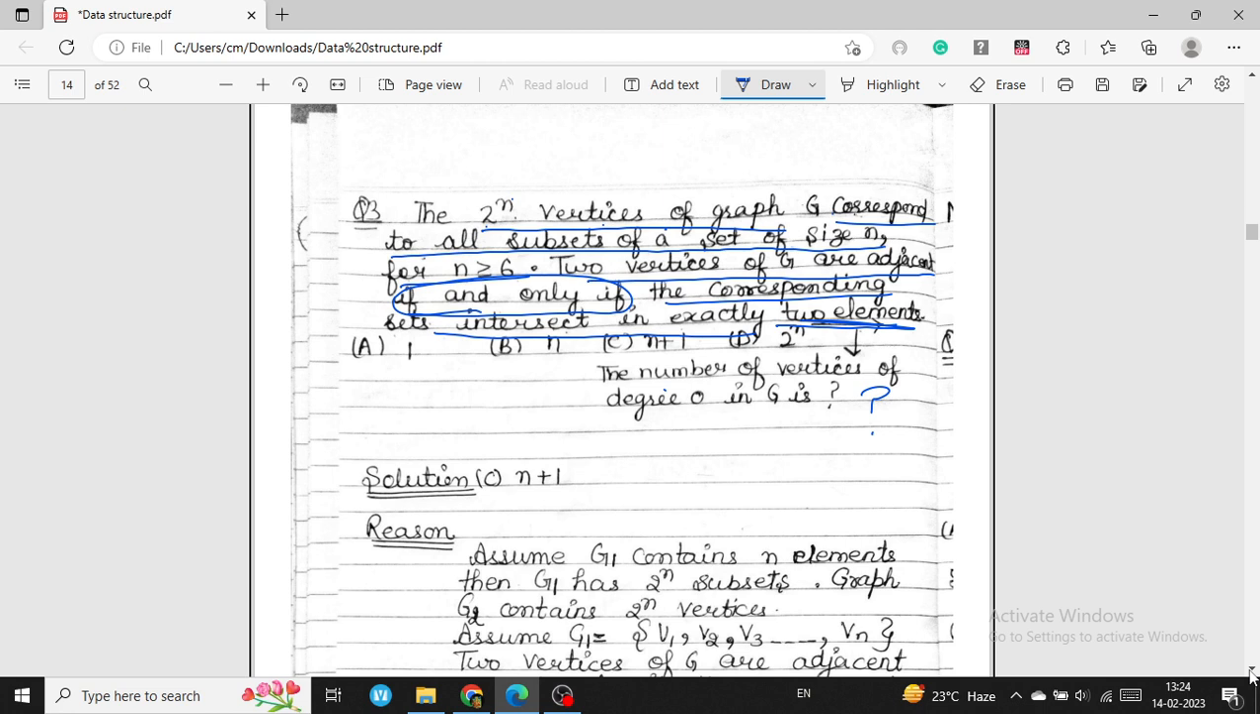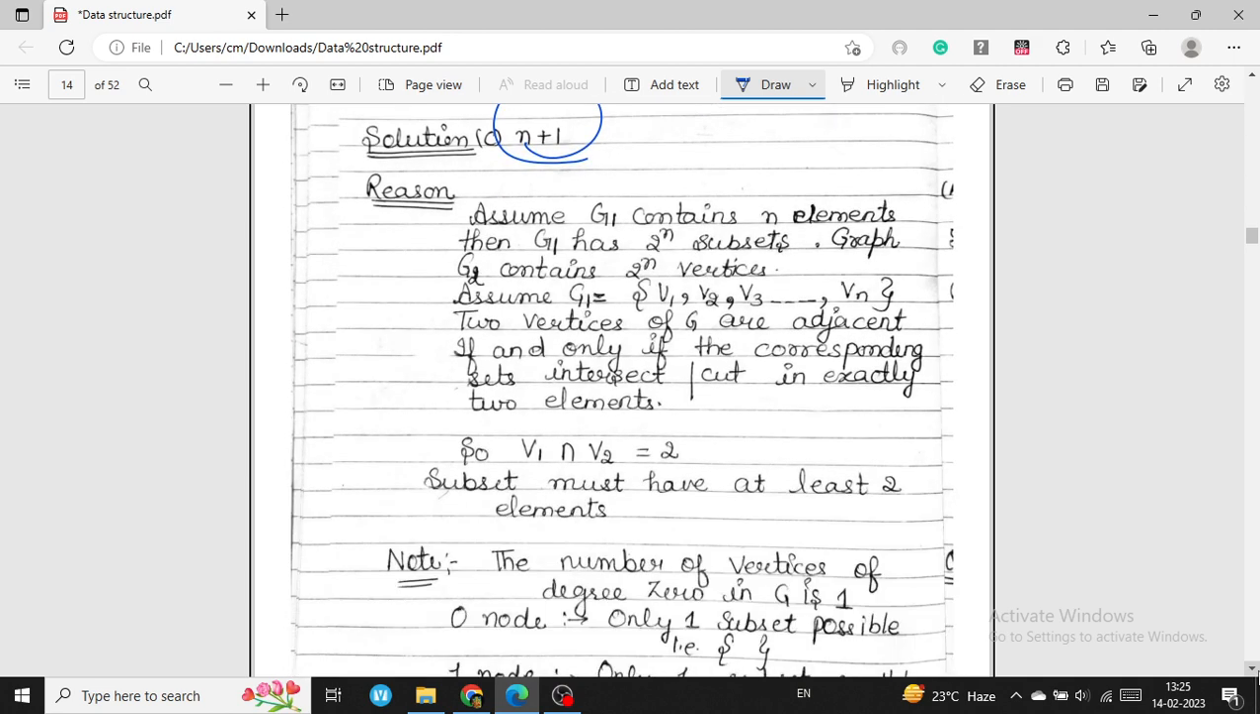For finding this we use the formula n plus 1. We can find the number of vertices of degree zero in the graph using this formula. Now I will explain the reason why we use n plus 1.